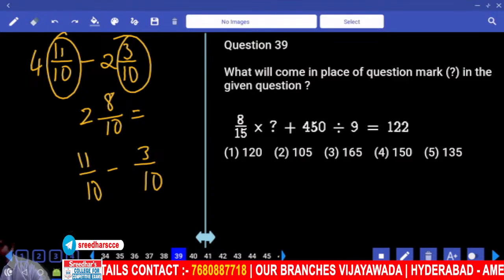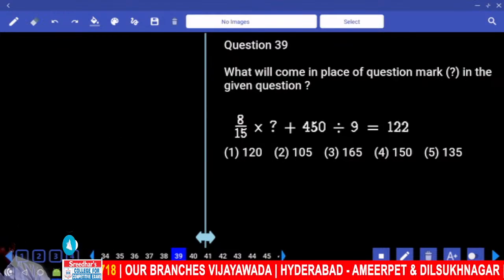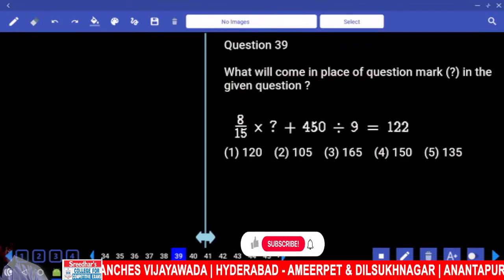Have you understood all? Right. Otherwise, you'll have to convert mixed fraction to improper fraction, and back again. It takes time.